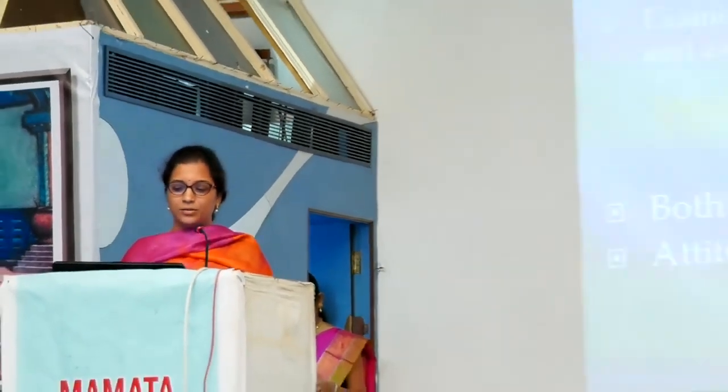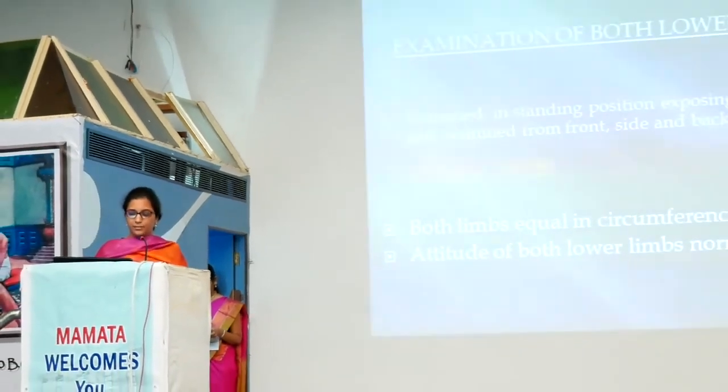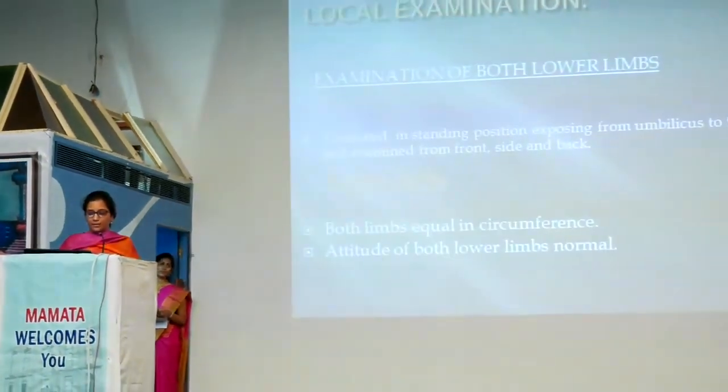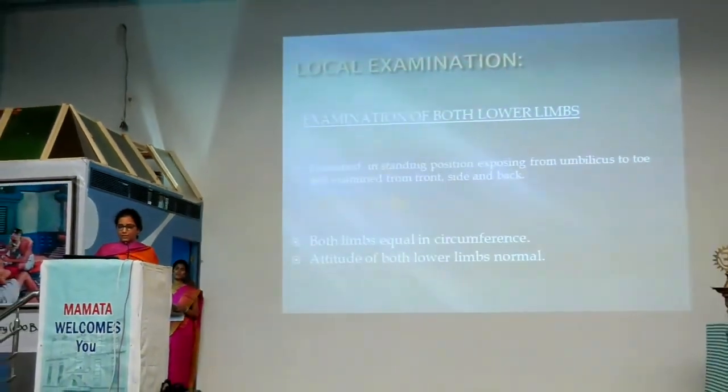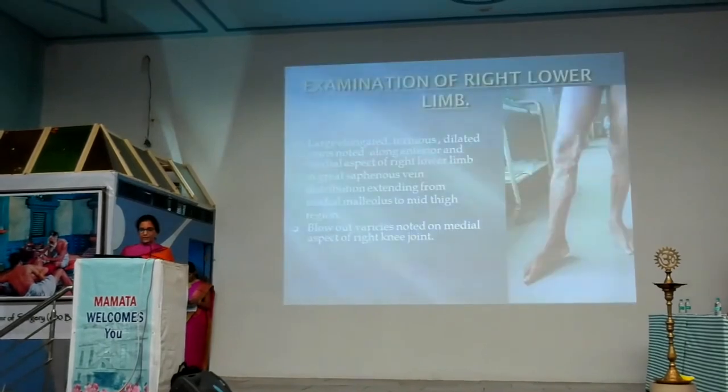Exposing from the umbilicus to the toe, examining from front, back and side. Coming to the inspection of both lower limbs: both limbs are equal in circumference, attitude of both lower limbs is normal. This is examination from the front, side and the back.